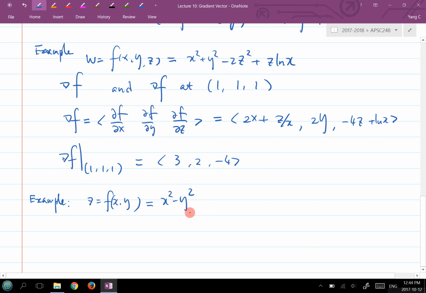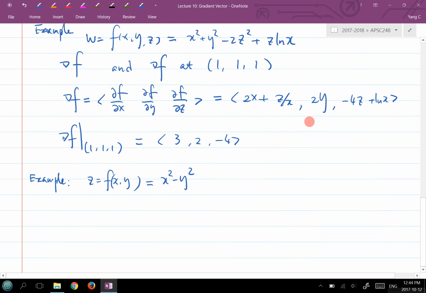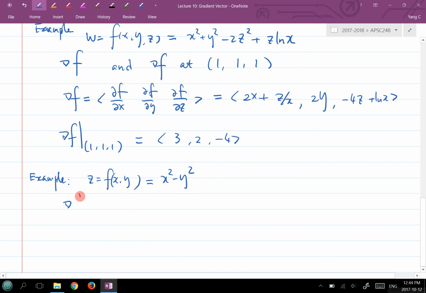When you have a function of 2 variables, you are able to visualize or sketch it in 3D space as a surface. In this case, this function represents the saddle surface, so there's a point that is neither a minimum nor a maximum. Okay, so let's calculate similarly. Let's calculate del f, and then del f at 1, negative 1. Let's calculate both of these.